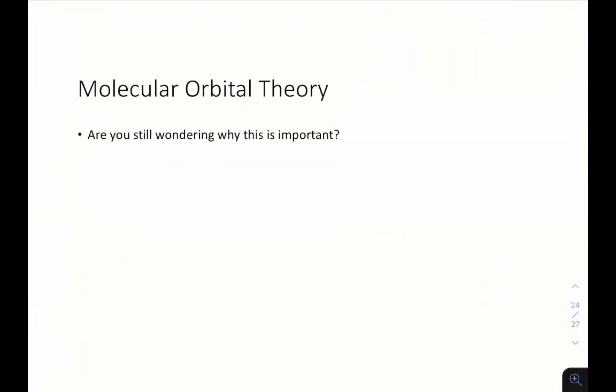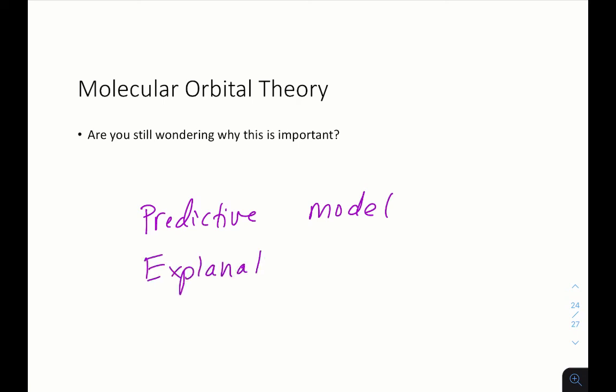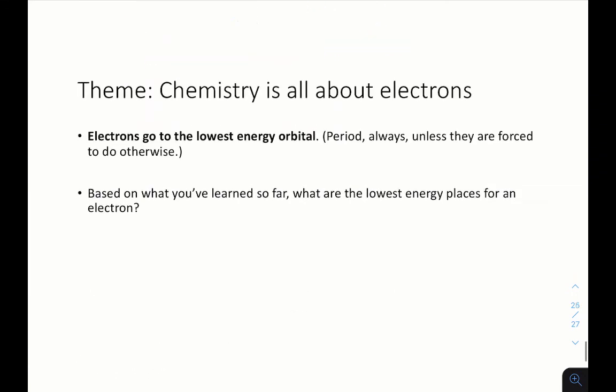and ask you, are you still wondering why this is important? Well, if you are, that's fine. You're allowed to wonder, but molecular orbital theory is a predictive model, and it's an explanatory model. It will help us to explain, to rationalize, and to predict chemical reactivity, which we want to be able to do. If we can make predictions, we don't have to memorize 5 gazillion different things.